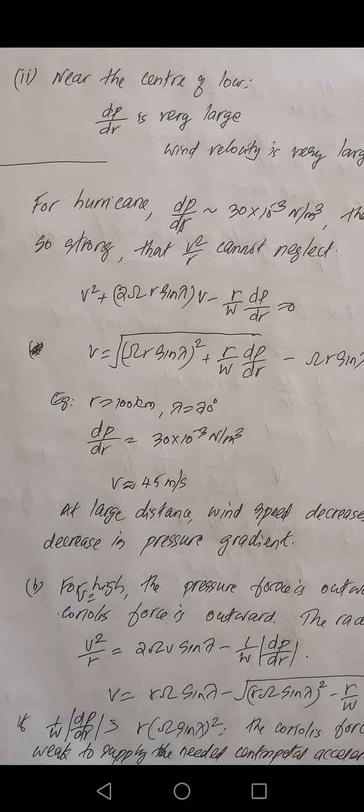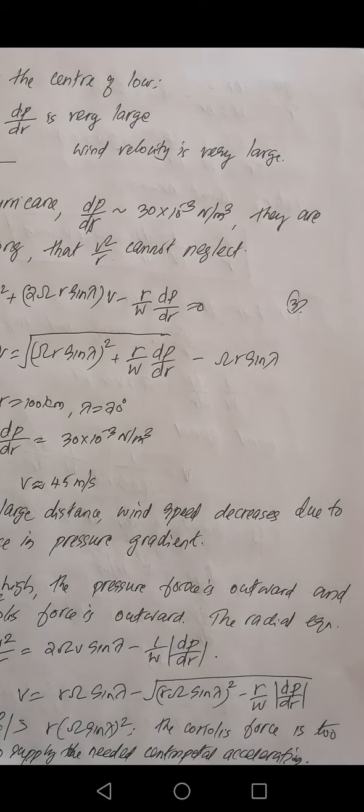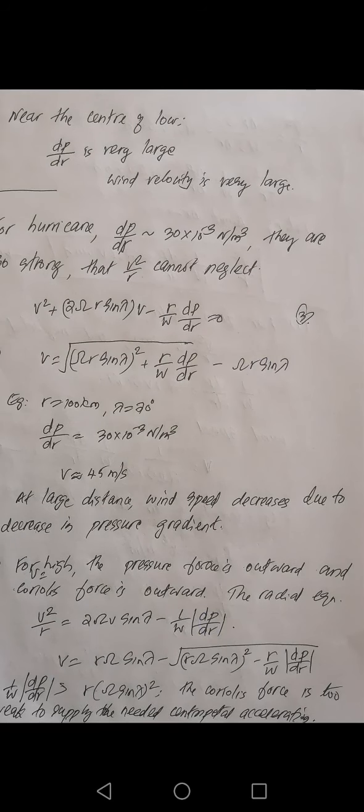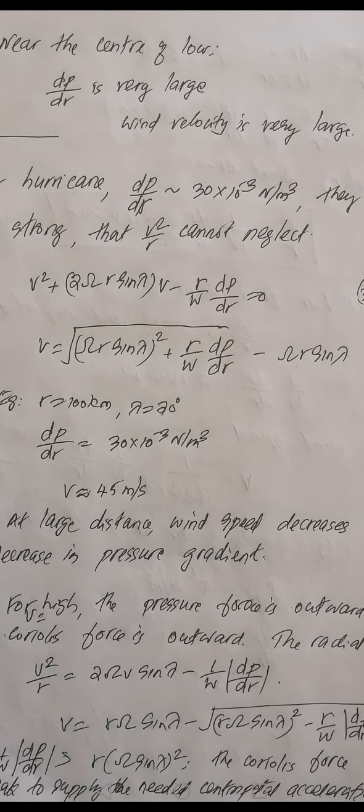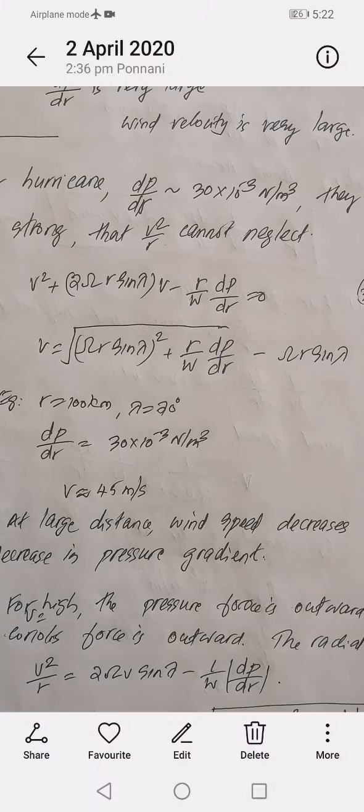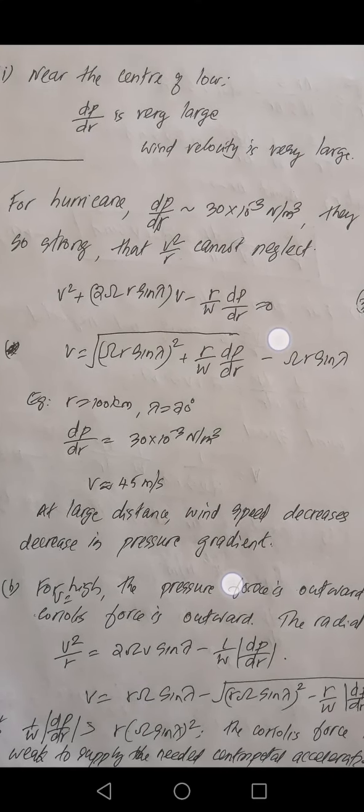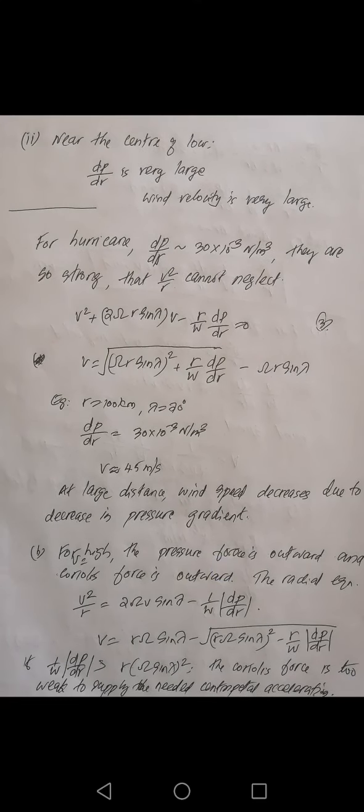Okay, so at large distances wind speed decreases. As you know, as r increases, the wind speed decreases due to decrease in pressure gradient. At the center there is heavy pressure gradient, and at large distances the pressure gradient decreases, therefore velocity decreases. That is what we expect. At the center it has maximum velocity, and at long distances the velocity of wind decreases. So this is the analysis for low pressure system.